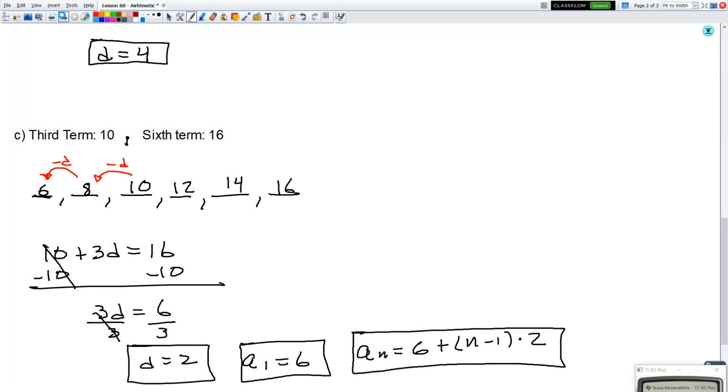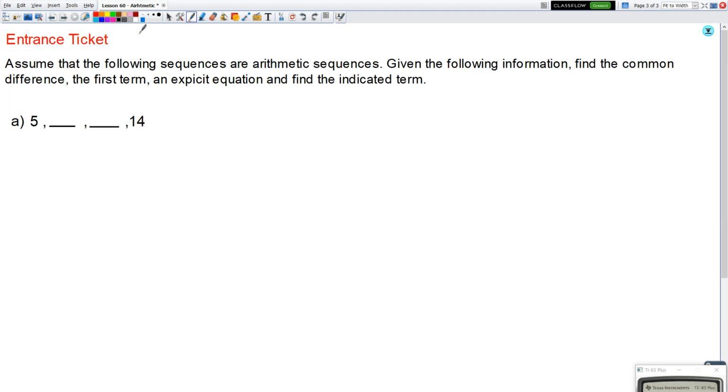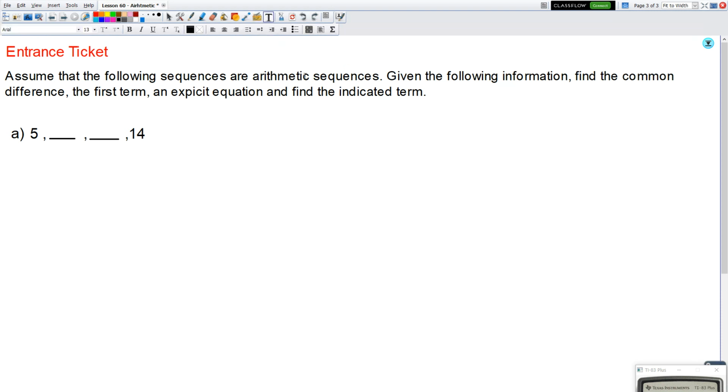So now, here's your entrance ticket. Assume the following sequences are arithmetic, and given the following information, find the common difference, the first term, and an explicit equation, and do not find the indicated term. This is a typo. Just find the first term, the common difference, and an explicit equation here.